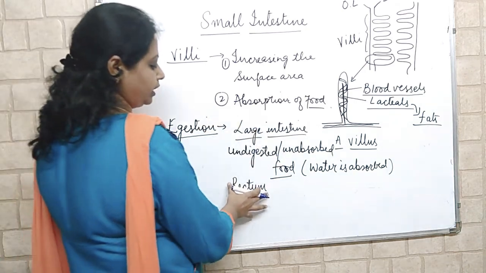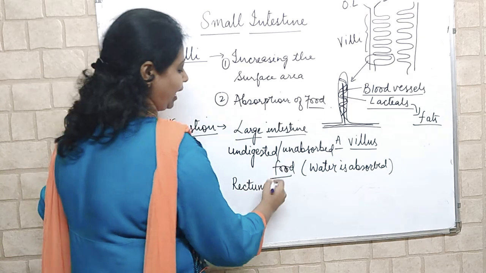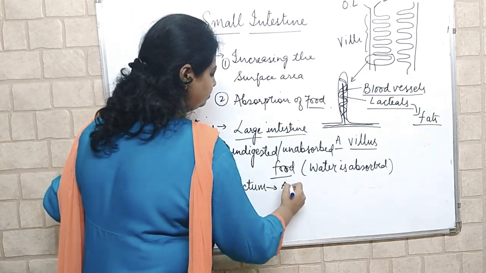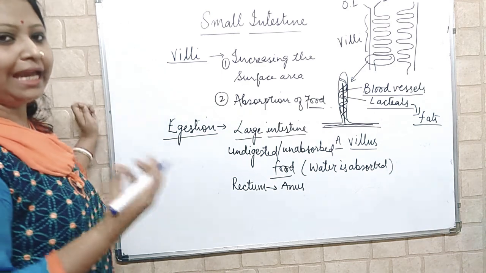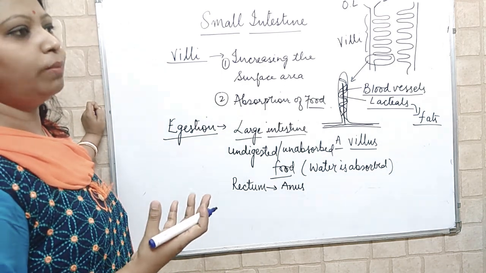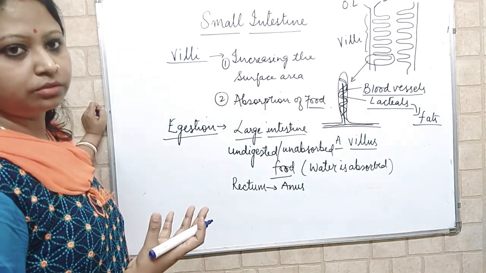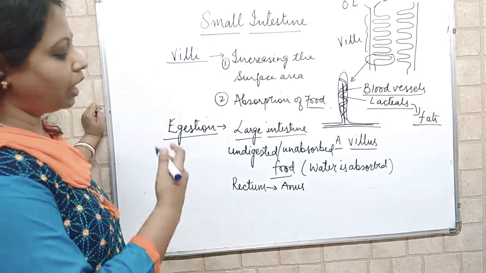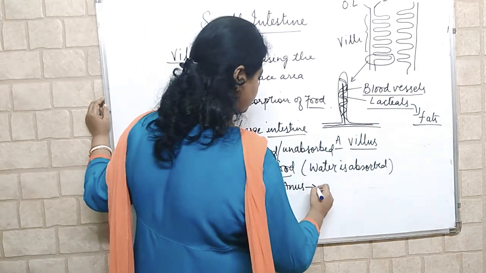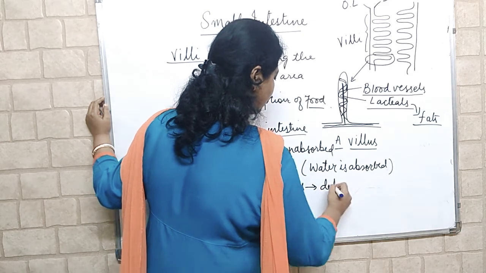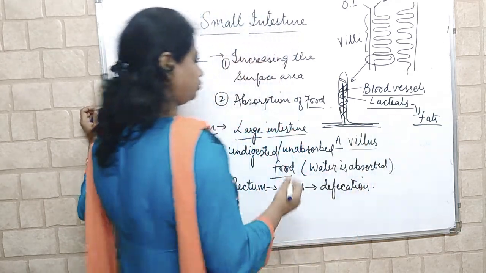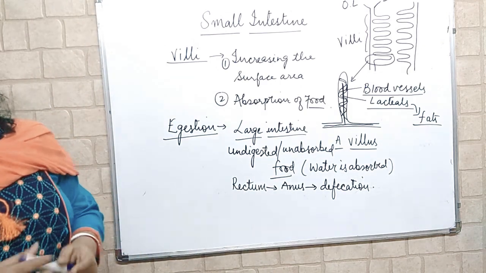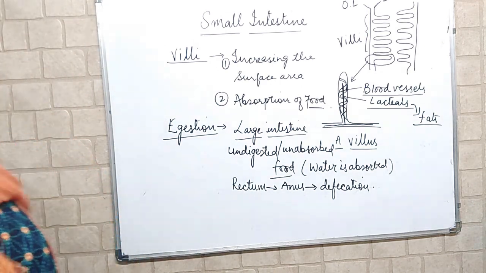Then that food is stored in the rectum, and through the rectum, through the small pore or opening called anus, which is controlled by anal sphincter muscles, it will be thrown out. That process is known as defecation. Throwing out of undigested, unabsorbed food from the anus is known as defecation.